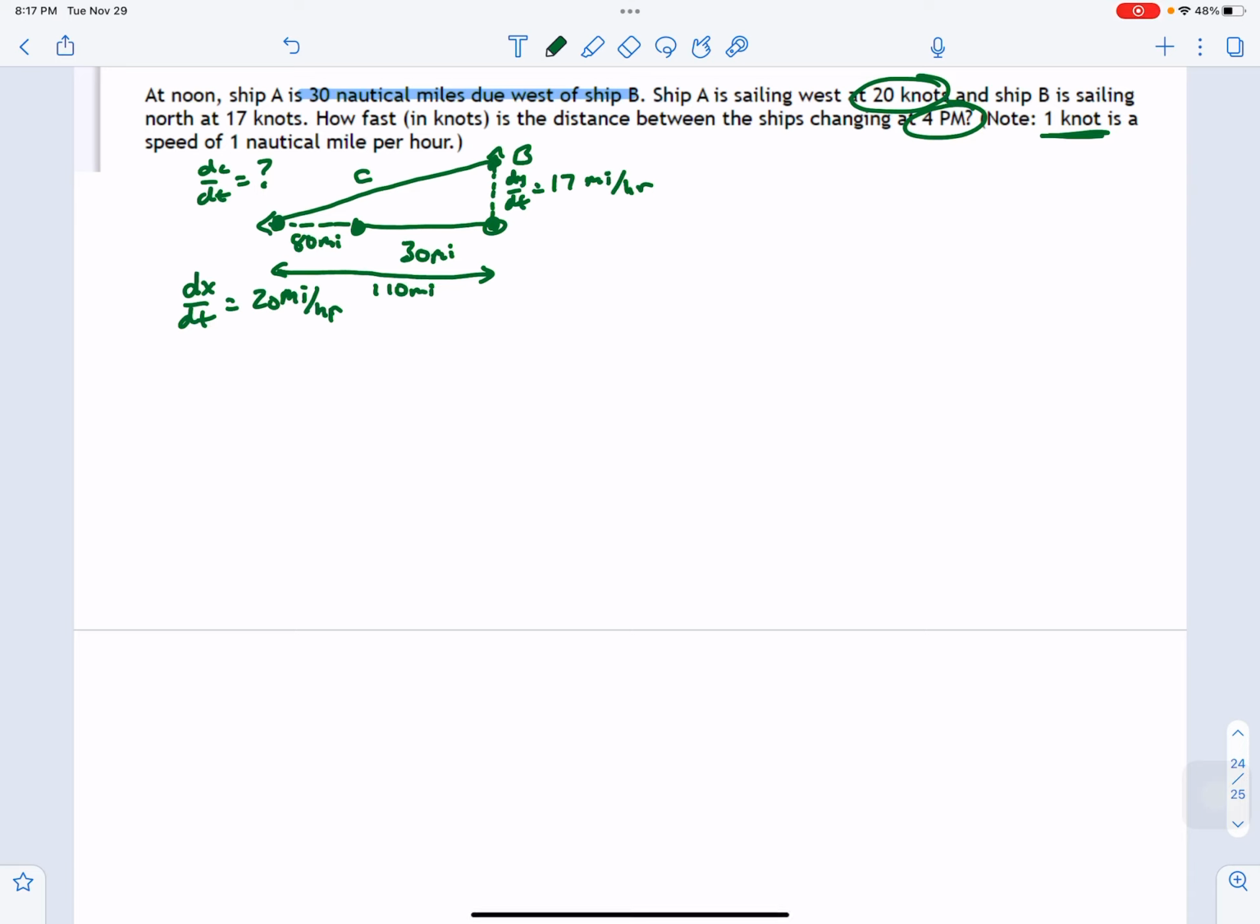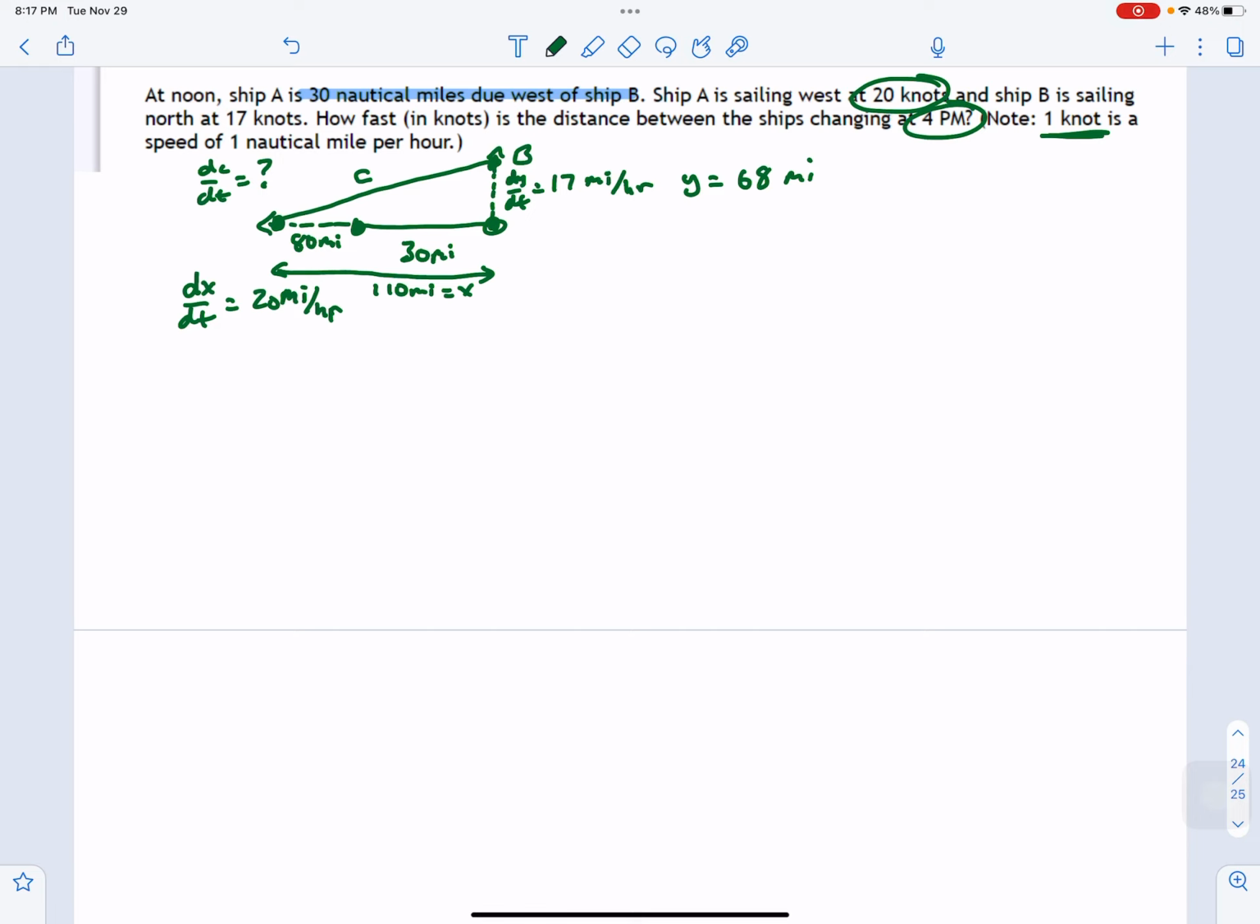Our ship B went north, right? And after 4 hours, let's take 4 times 17. That was 68 miles. So it has traveled a total y distance of 68 miles. So x traveled an additional 80, but now it's a total of 110 miles away. That's going to be our x value. Our y value is 68 miles going straight up.